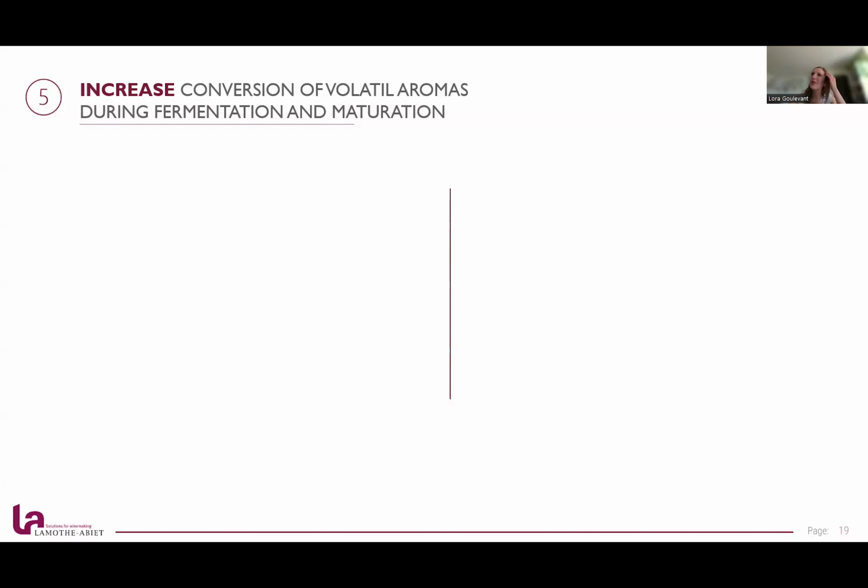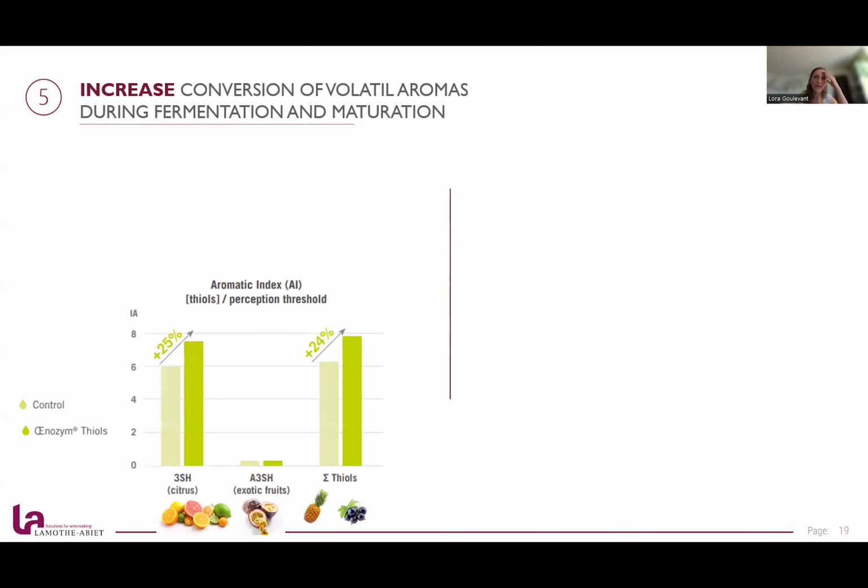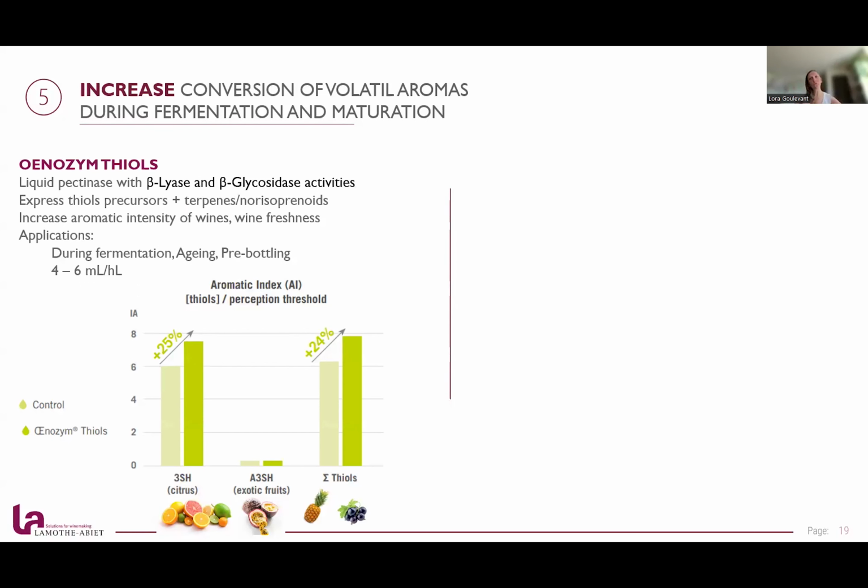There are two tools that you can use during fermentation and maturation. I'm going to present you two enzymes. The first enzyme is called Enzyme Thiol. It is a blend of enzymes that has beta-lyase activity and beta-glucosidase. The beta-lyase activity is basically the yeast activity for converting the precursors of thiols into volatile thiols.